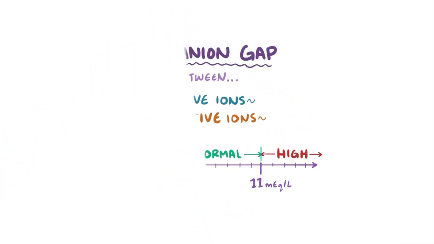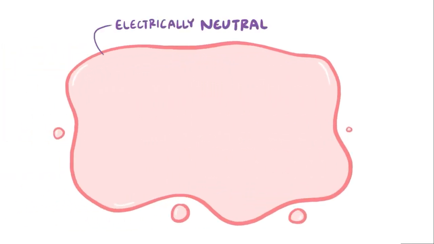Now, at every moment, there are trillions of cations and anions floating around inside our blood vessels. For them to happily and stably coexist, the plasma has to be kept electrically neutral. That means that the sum of all positive charge from cations has to equal the sum of all negative charge from anions.